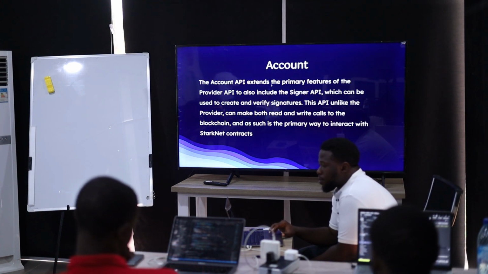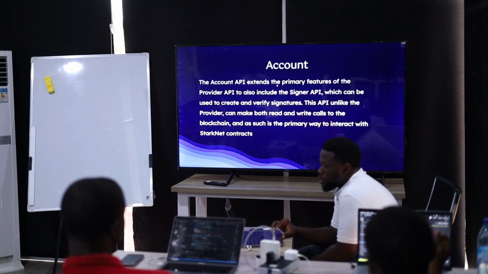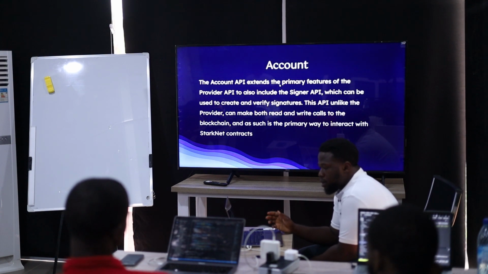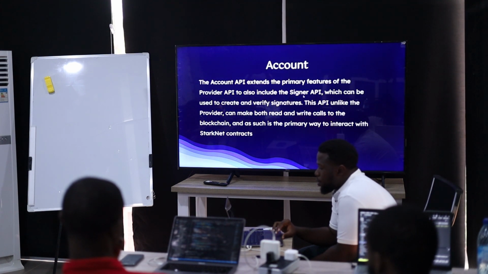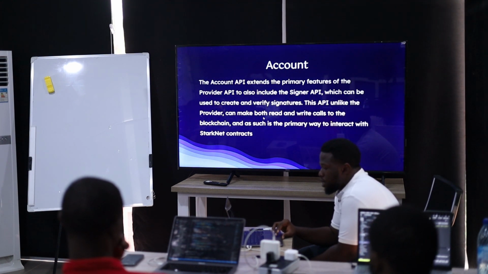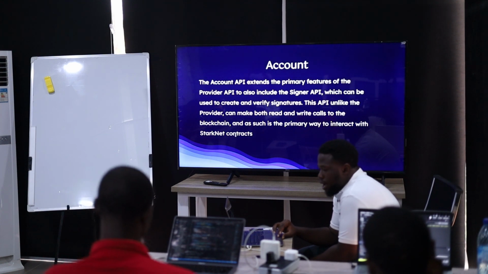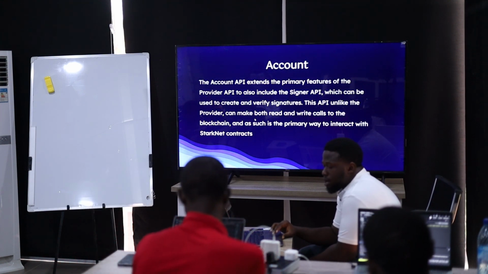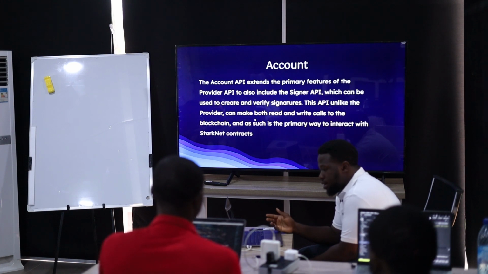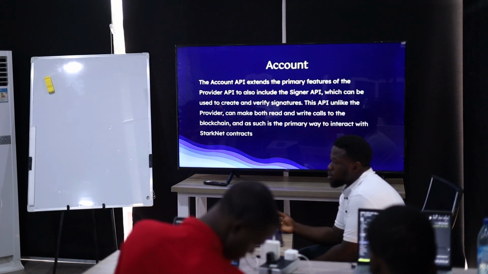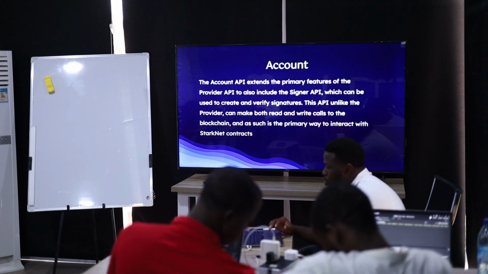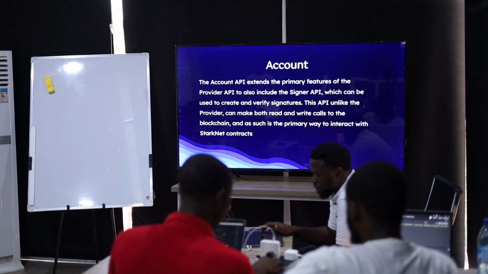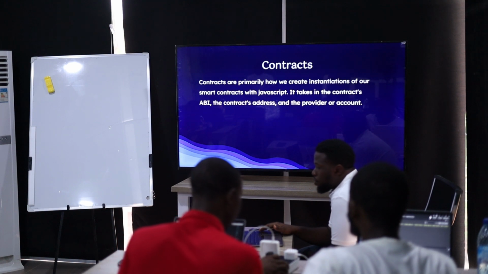Then we also have accounts. The account API extends the primary features of the provider API to also include the signer API, which can be used to create and verify signatures. This API, unlike the provider, can make both read and write calls to the blockchain, and as such is the primary way to interact with Starknet contracts. So with accounts, unlike the provider, we can perform both read and write operations in our contracts. So we have contracts.